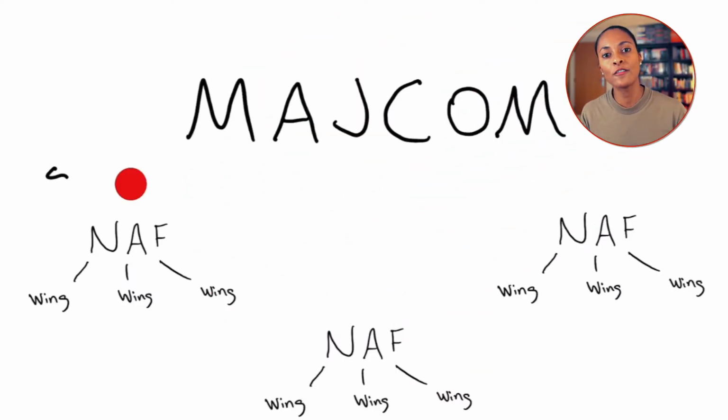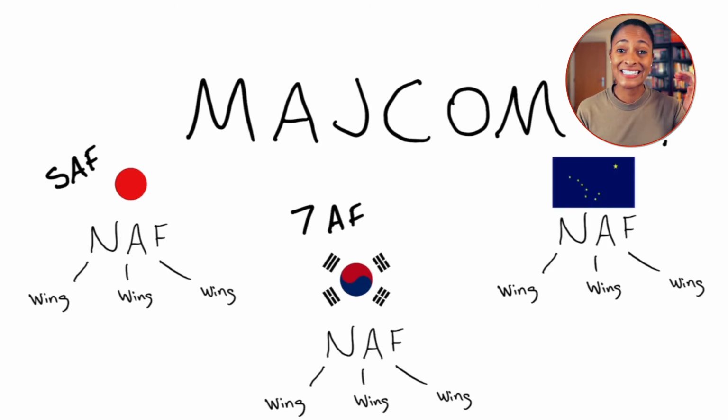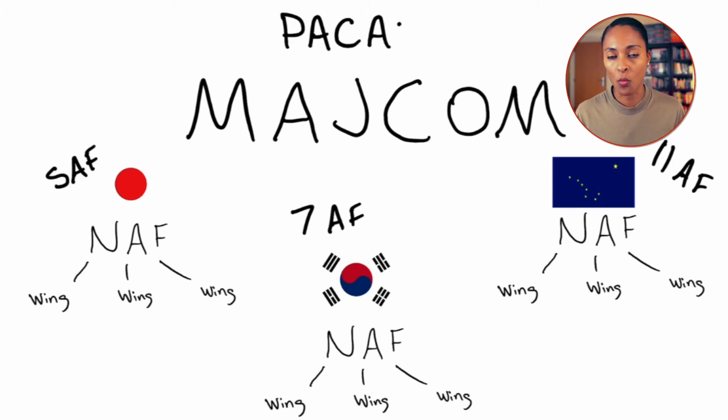And I'm back. All right, so above the NAF, you have the MAJCOM, or the Major Command. MAJCOMs are similar to NAFs in that they can either be geographic or function-based. So like I talked about before, 5th Air Force in Japan and 7th Air Force in South Korea, both of those NAFs are going to fall under Pacific Air Forces, or PACAF, as their MAJCOM, as would 11th Air Force in Alaska and Guam, for instance.